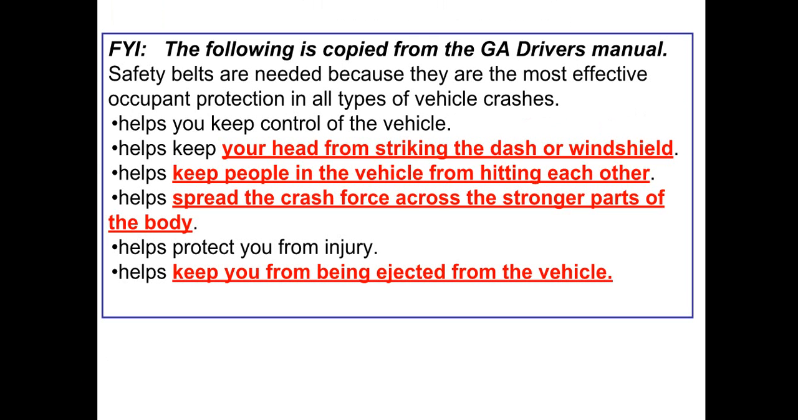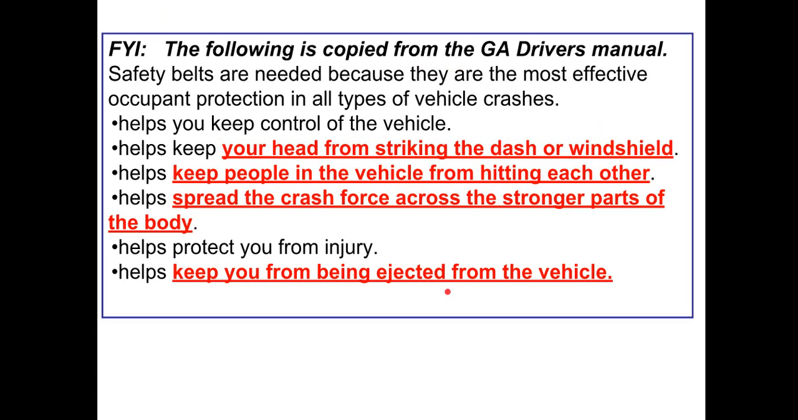So here's just some information. This was copied from the Georgia Driver's License Manual, talking about safety belts. And safety belts are really applied to the first law of motion because they are there for our safety. They're needed because they're the most effective occupant protection in all types of vehicle crashes. It helps you keep control of the vehicle. It helps keep your head from striking the dash or the windshield. It helps keep people in the vehicle from hitting each other. It helps spread the crash force along stronger parts of the body. It helps protect you from injury, and it helps keep you from being ejected from the vehicle.